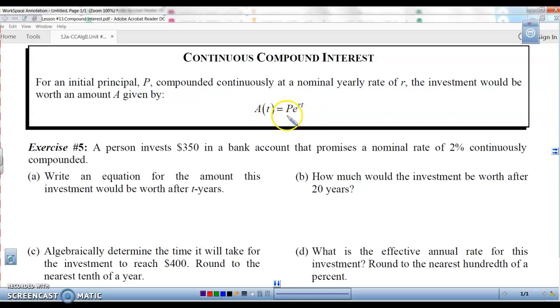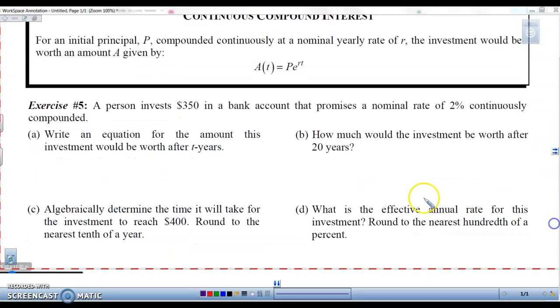A of t equals P times e to the rt, where P is the principal that you start out with, r is the rate, and t is the time. So let's just do A and B quickly over again, and we had C and D left to do from before. So write an equation for the amount this investment would be worth after t years.